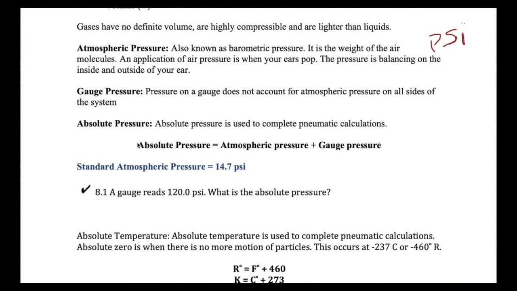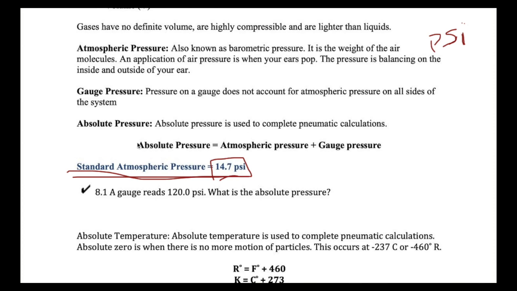There's atmospheric pressure, and atmospheric pressure is basically how much pressure you're under at all times. There is a huge amount of weight of air molecules on top of you, so there's actually quite a bit of pressure. You don't really notice it because you have an internal pressure in your body that balances out. But there is an atmospheric pressure, and standard atmospheric pressure is 14.7 PSI. You're going to want to remember that, 14.7 PSI, because you're going to have to always use that.